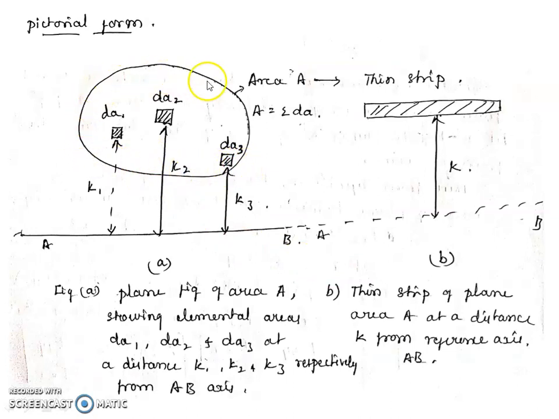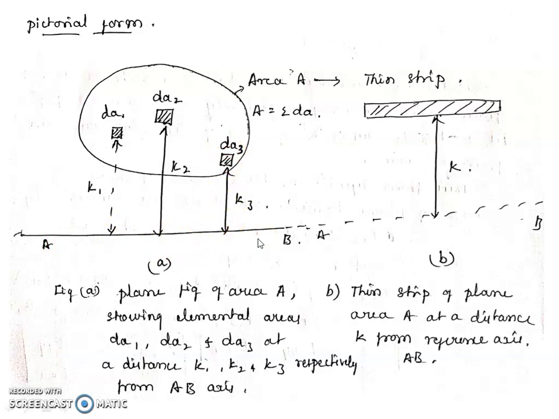Here I consider the area A, which is equal to the summation of all elemental areas, that is dA1, dA2, dA3. This summation will give me the entire area. This is the reference axis AB, and the elemental area dA1 is at a distance k1 from the reference axis. Similarly, the elemental area dA2 is at a distance k2 from the reference axis, and elemental area dA3 is at a distance k3 from the reference axis.